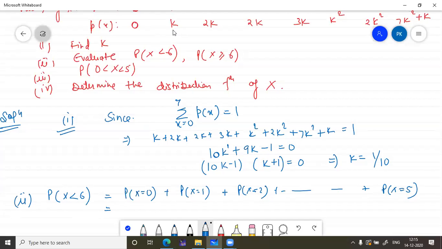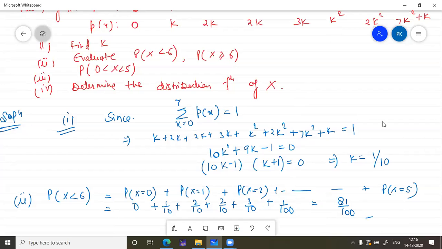तो सब्स्टिट्यूट द वैल्यू ऑफ k हियर. इसके लिए तो 0 हो गई. दिस इज 1/10, 2/10 and this is again 2/10, 3/10 और 1/100. ठीक है. 0, 1, 2, 3, 4, 5. Fine. So after evaluating it, we will get 81/100. So this is the value when probability is x is less than 6. Now, अब मुझे यहाँ पर evaluate करनी है.